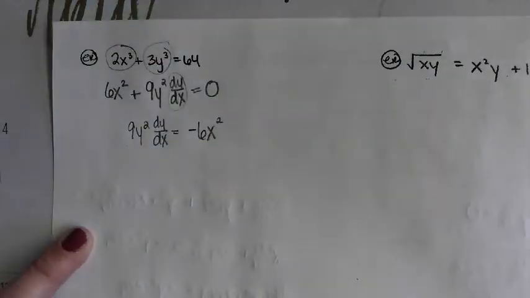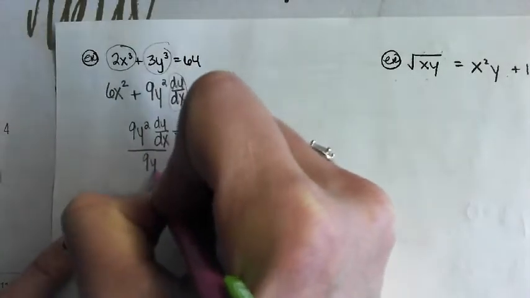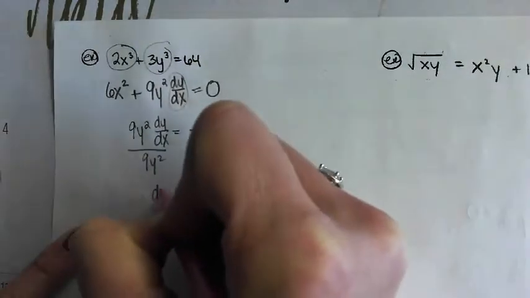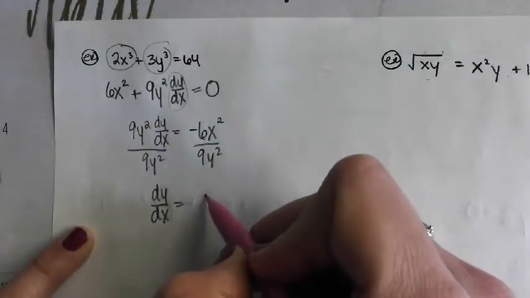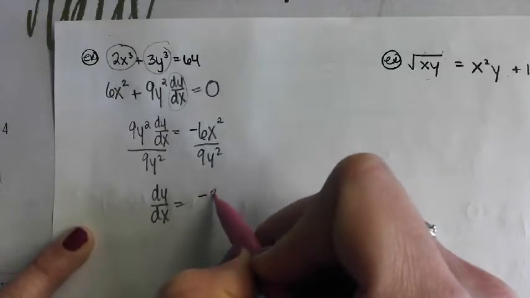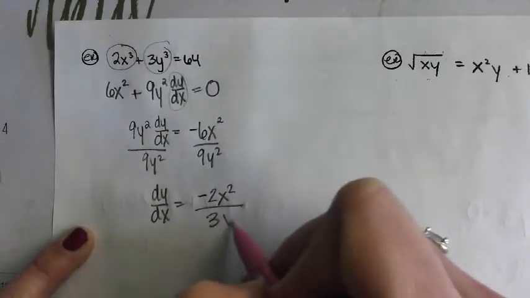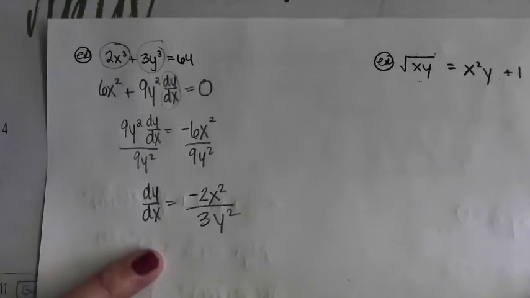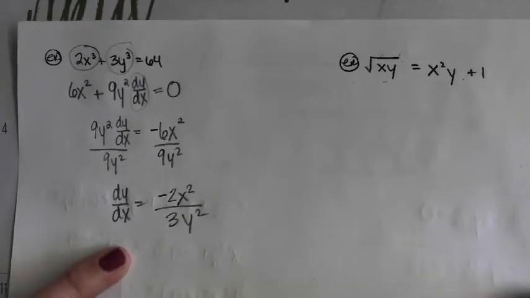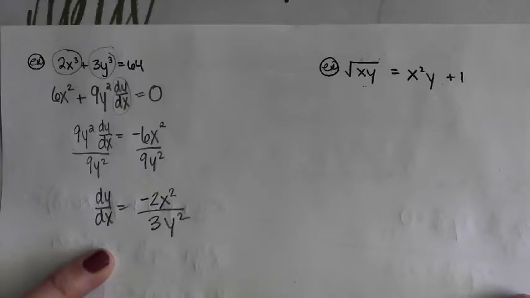Ellie, what would come next? I did. Oh, you did? Yes. So what did you do next? I divided. Good. And what did you simplify this to? -2x squared over 3y squared. Perfect. Good, good, good. Any questions on that first one?